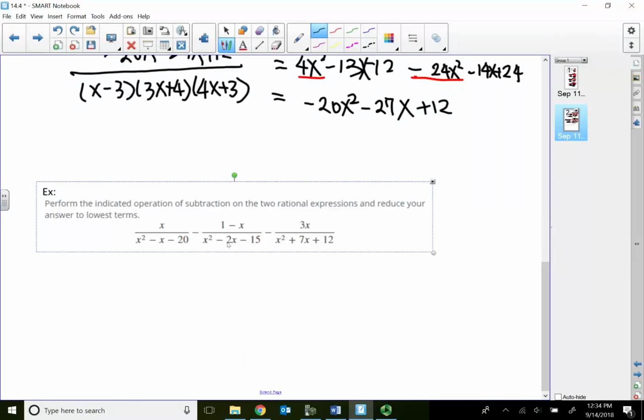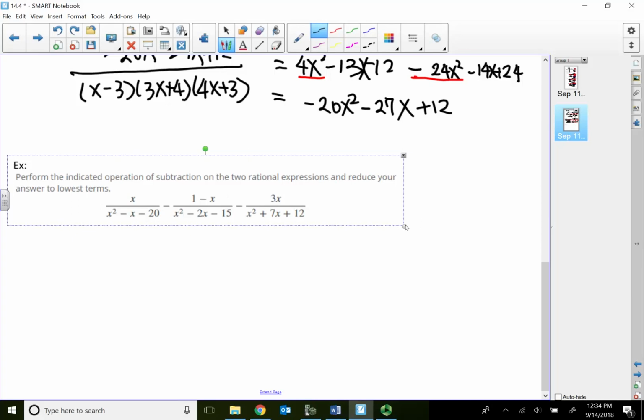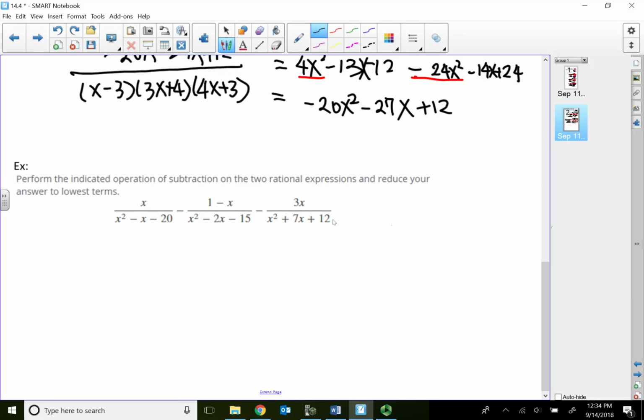Okay, this one just has 3 denominators. So this is a little bit of work to find the LCD, but that's okay, we can try it. X squared minus x minus 20. I'm just going to factor it right here.